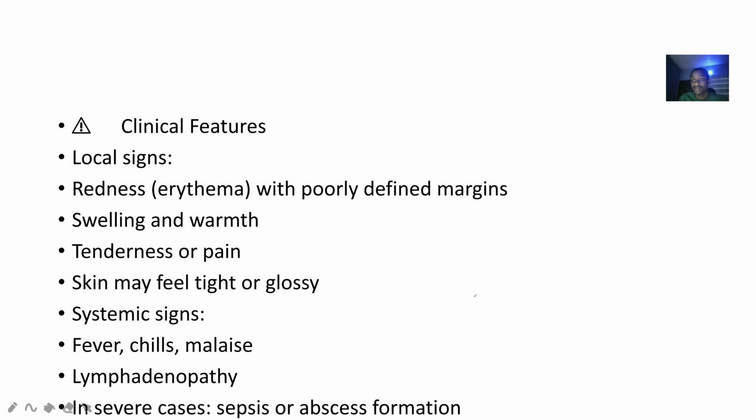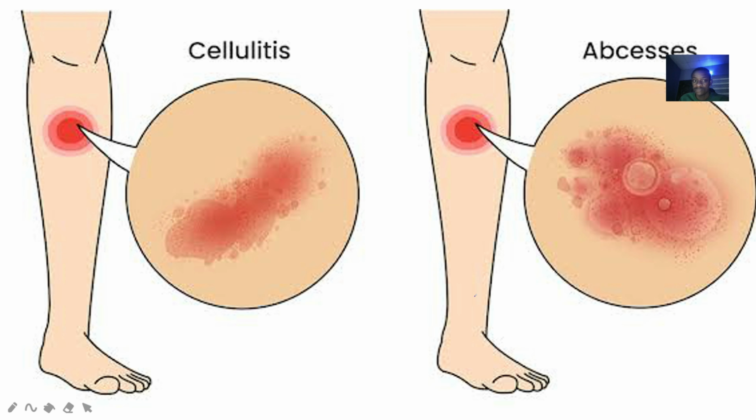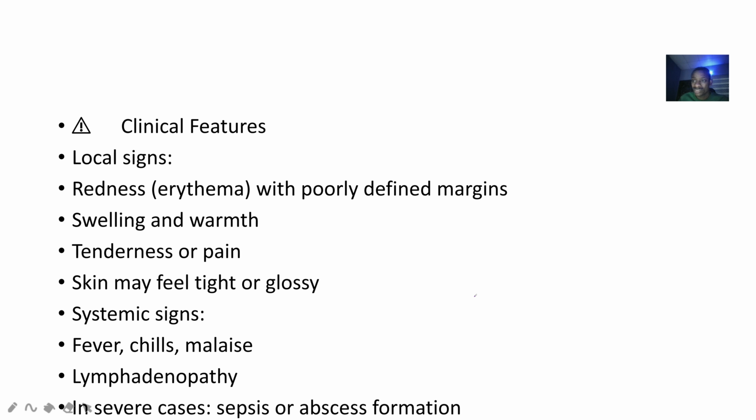There's redness, swelling and warmth, tenderness or pain. The skin will feel tight, it's swollen, so the skin is tight and glossy, shining. As for systemic signs, the infection could also track into the blood, that's bacteremia, and get to other parts of the body, causing fever, chills, and malaise. Also lymphadenopathy, so inflammation or swelling of the lymph nodes.